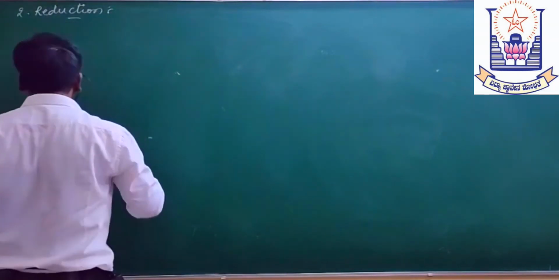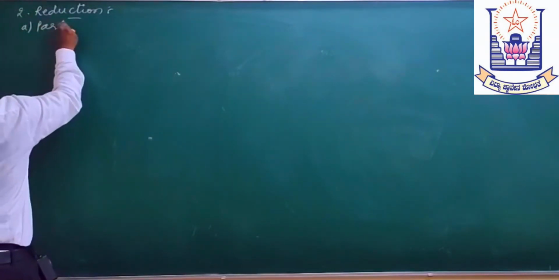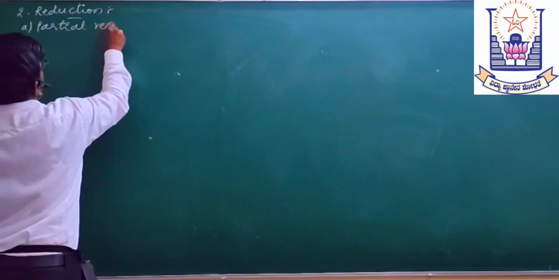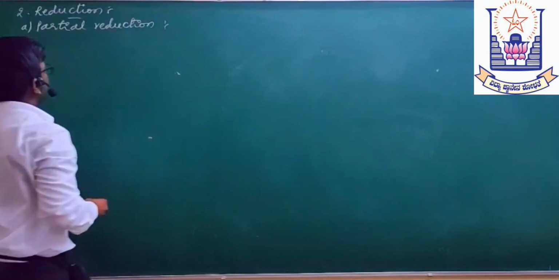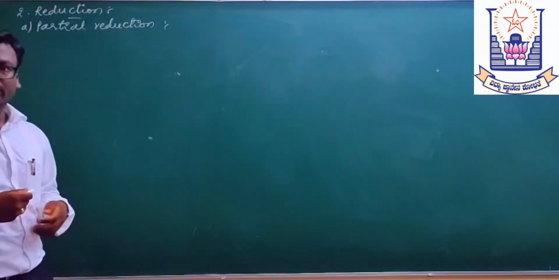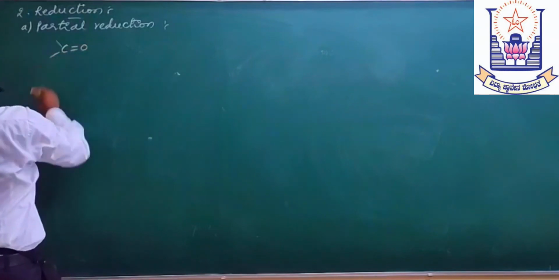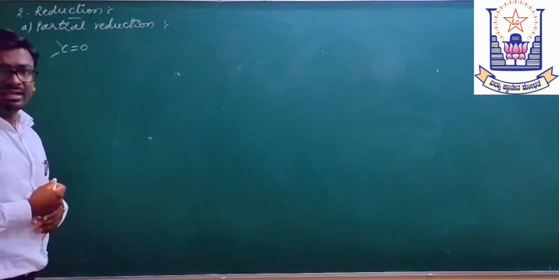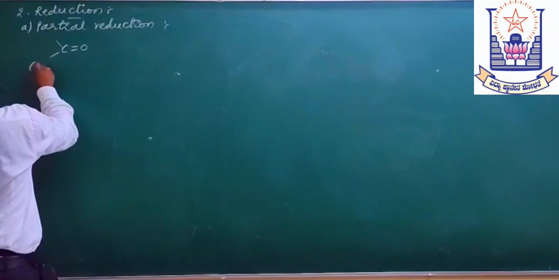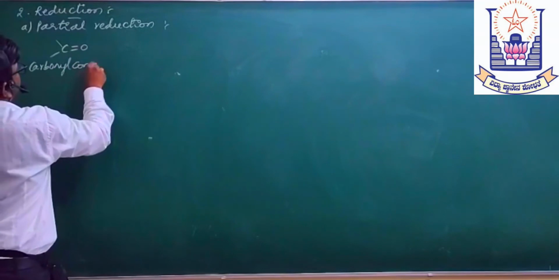Okay. First one is partial reduction. Partial reduction of these carbonyl compounds. Let us take the carbonyl compound, C double bond O. What is this? Carbonyl compound. It may be an aldehyde or ketone.